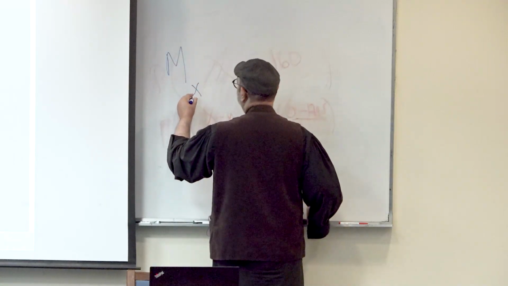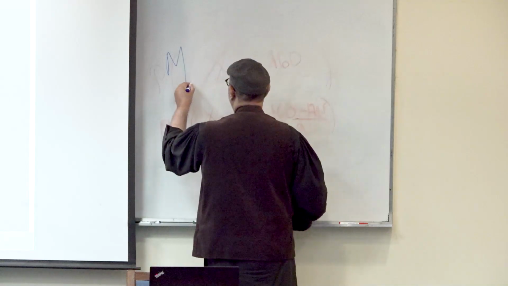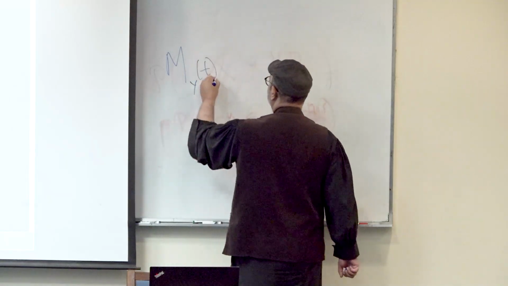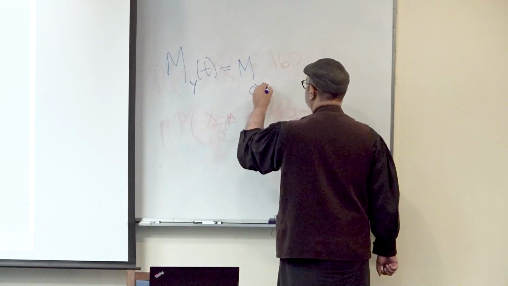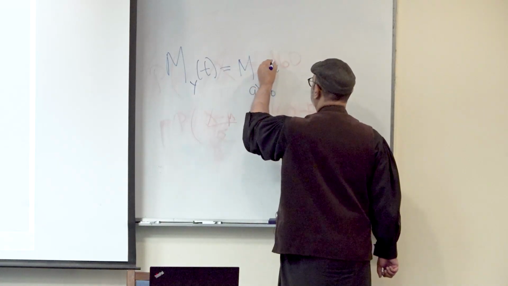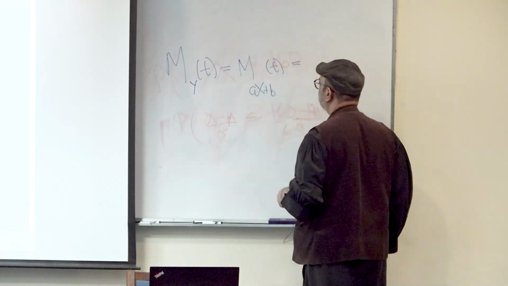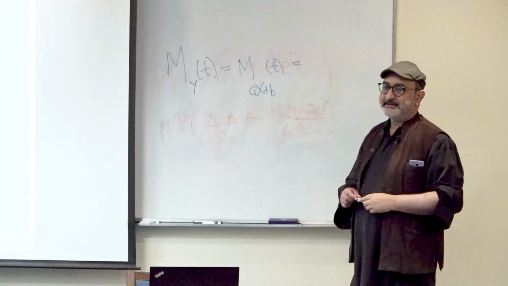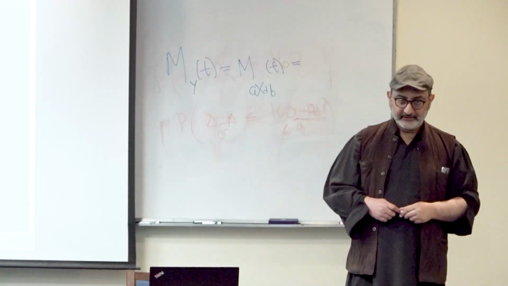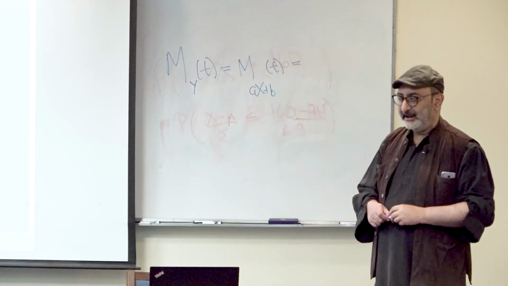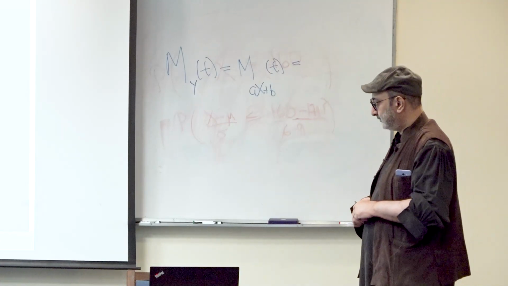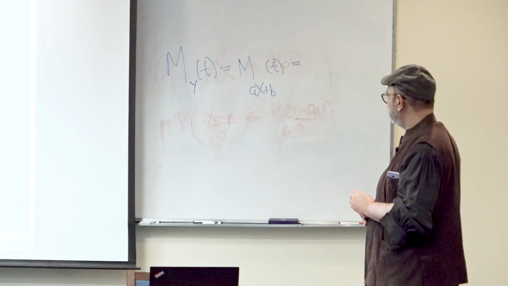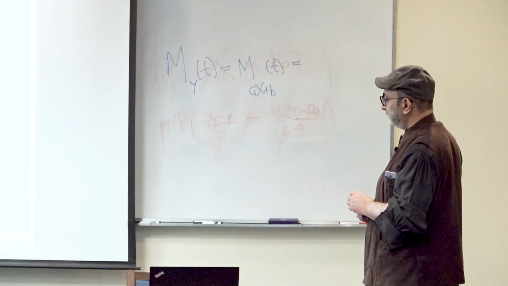The MGF for y is equal to the MGF of ax plus b. How is that related to the MGF for x? You multiply the MGF of x with a and then add b to it.